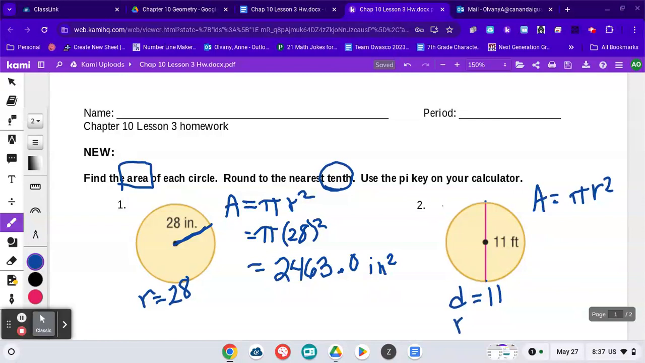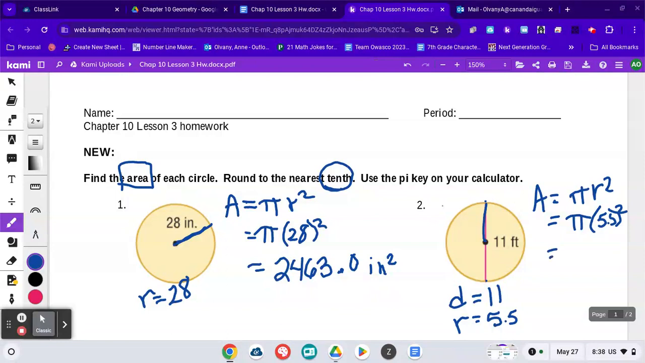Luckily, we know that the radius goes from the center out and is half of the diameter. So we're going to divide 11 by 2 to get 5.5. And then we can plug that in, pi times 5.5 squared. Just type that into your calculator, pi times 5.5 squared.